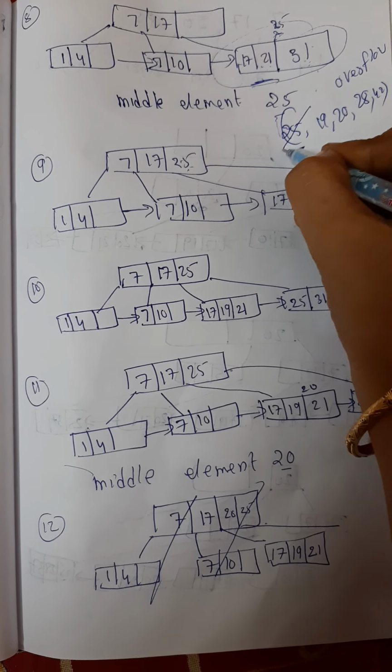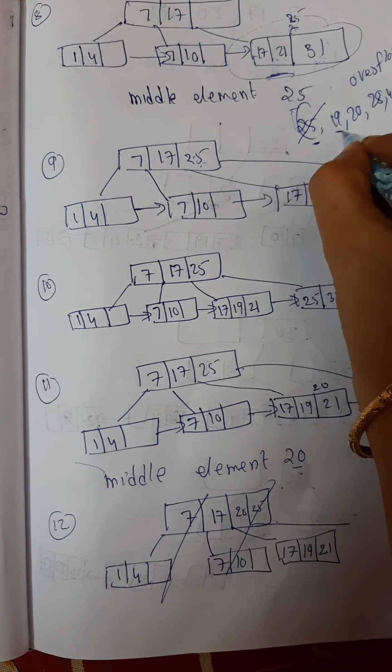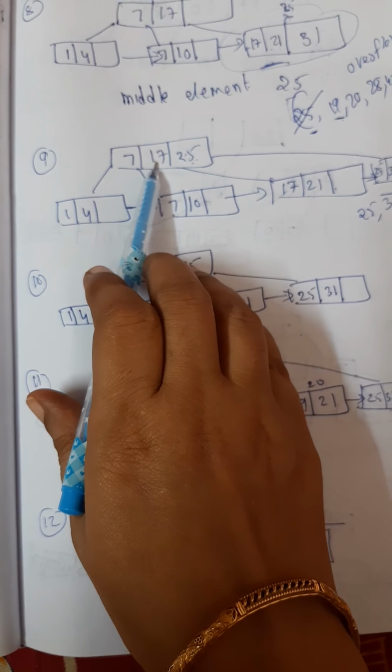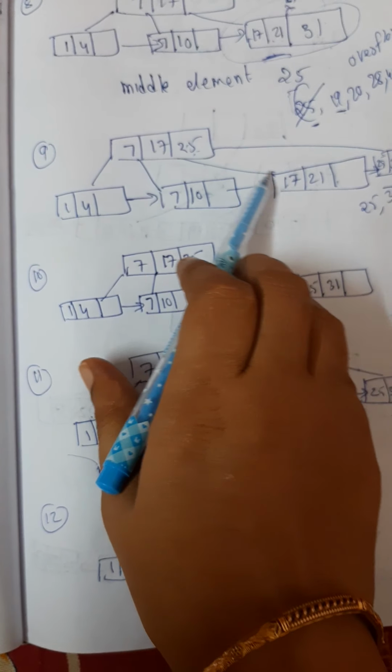So this is 25. Now coming to the next one, 19. So 19 is greater than 17, so it will come here.